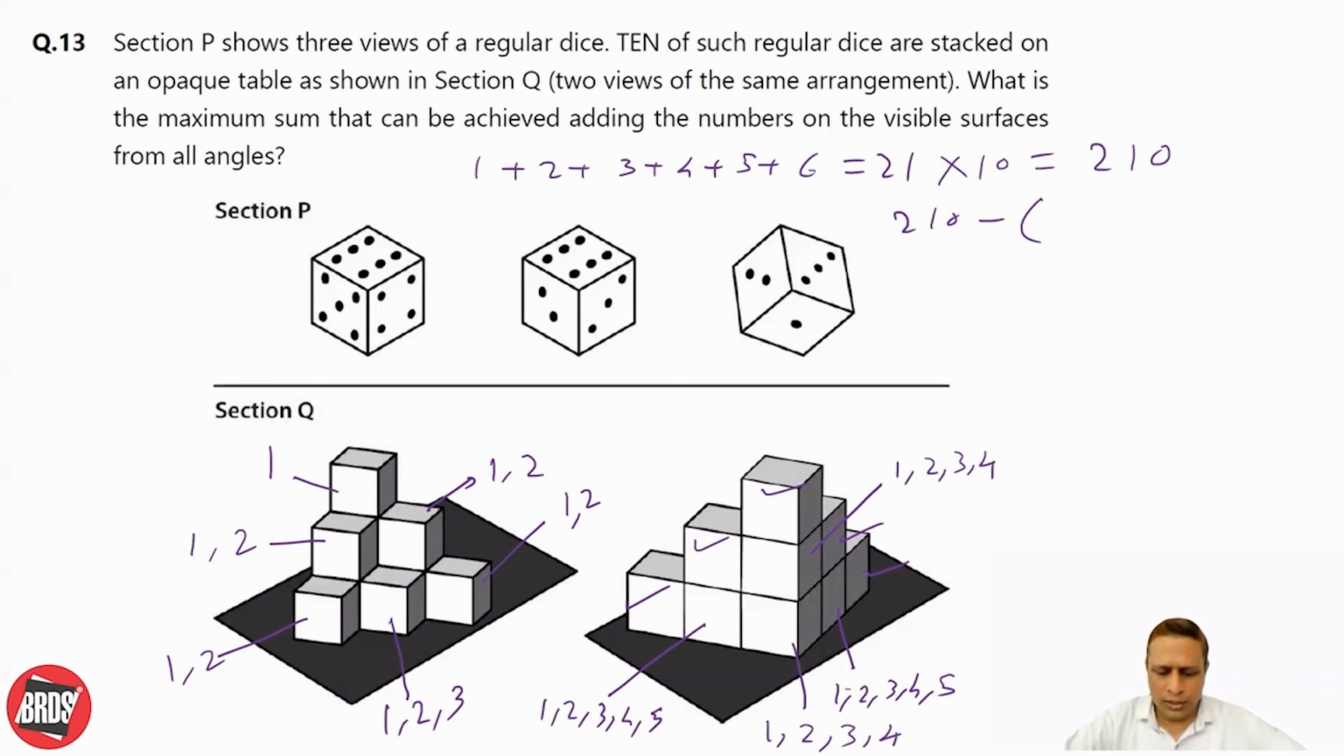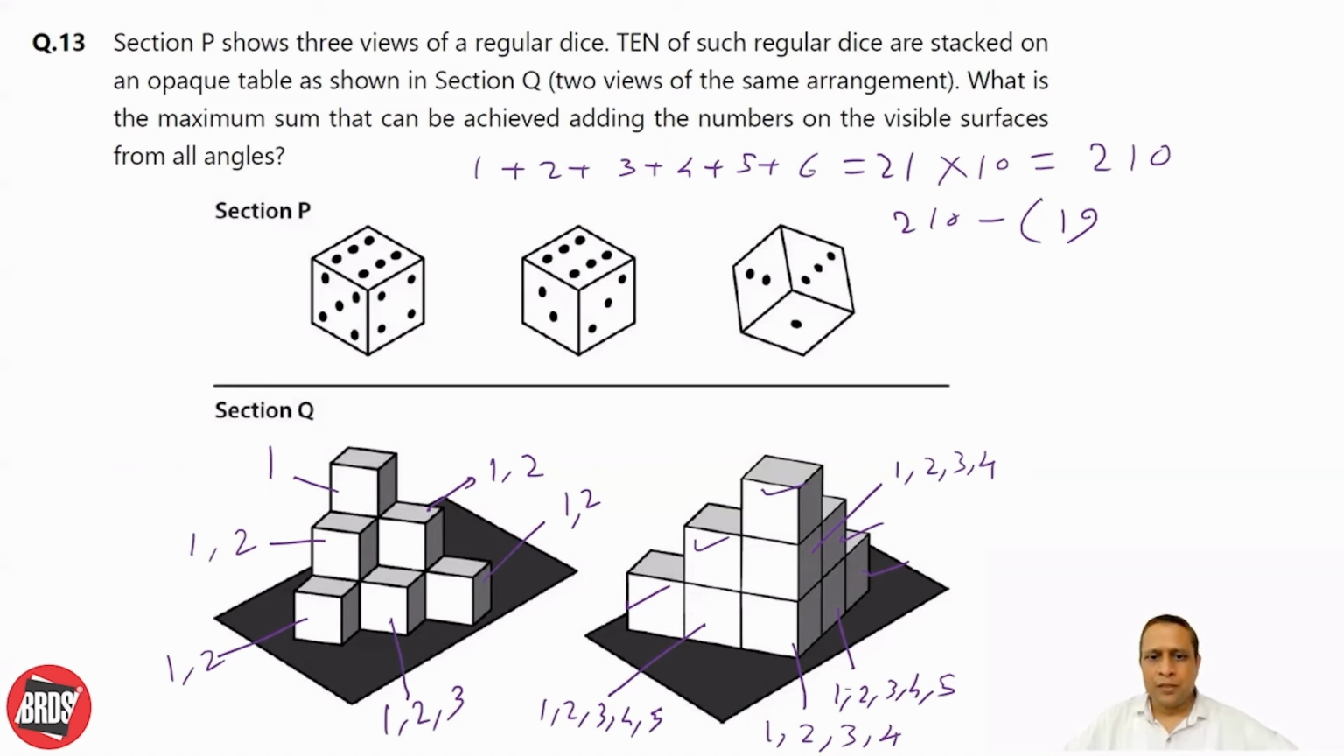So, from 210, we need to subtract these numbers. Right? Okay, so let's do it quickly. This is 1 and 2, 3, 3, 3, 3. 3 fours are 12. 3 fours are 12. And this one, 13, 13. And this is 6. So, what we get is 90. So, the number on this side is 90 that we subtract.